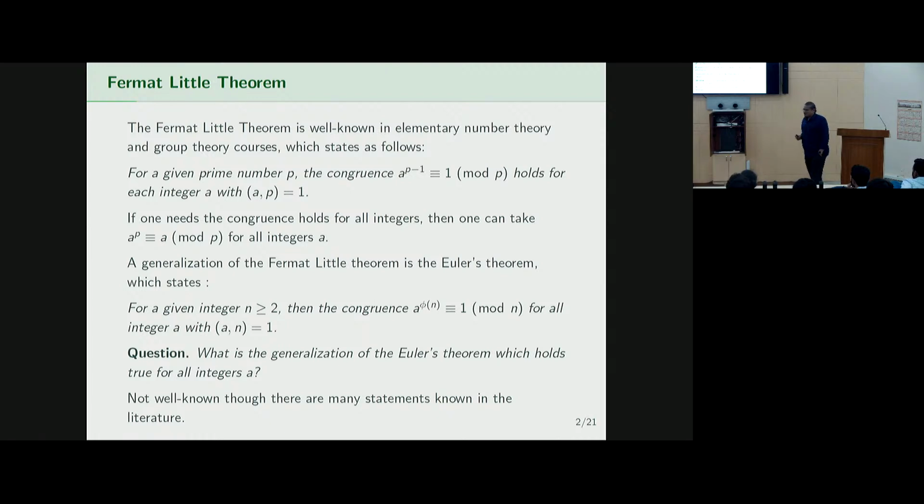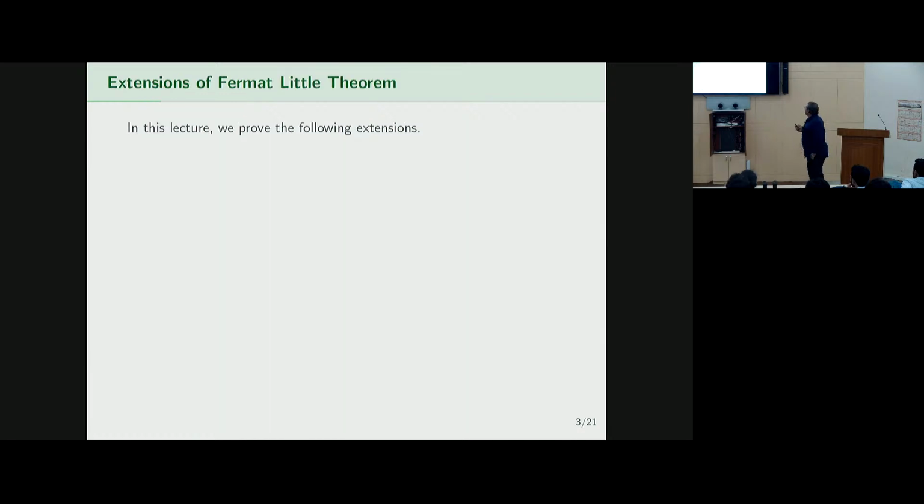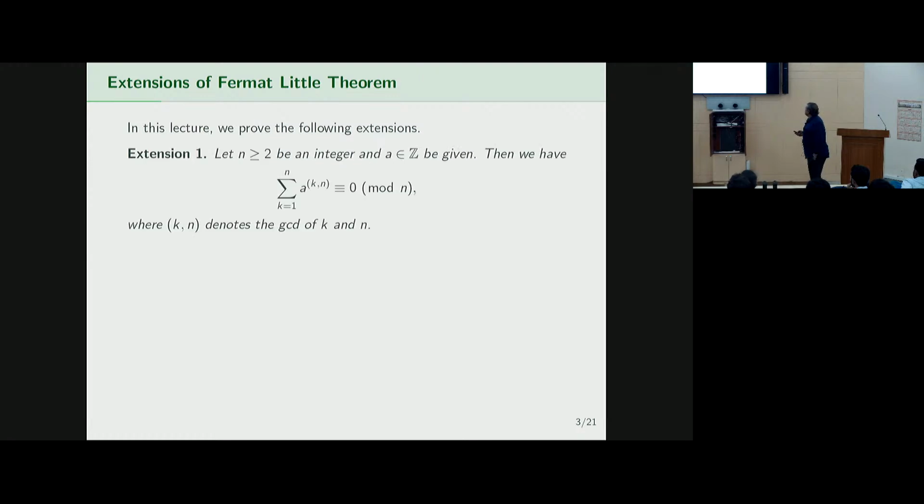The proof is elementary, using just basic group theory. In this lecture we prove three extensions. The first two are of this kind. n greater than or equal to 2 is an integer, and a is any given integer. Consider the sum of a^gcd(k,n), where k runs over all the residue classes modulo n, that is, k = 1, 2, 3 up to n. Then this sum is divisible by n.